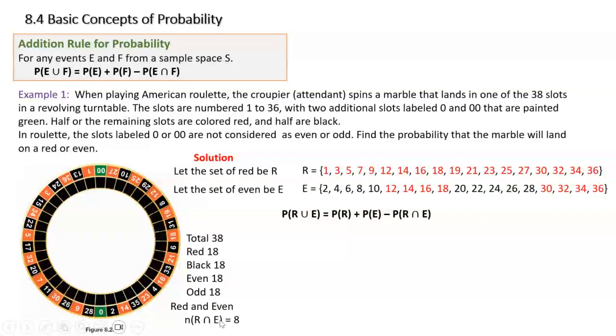Right? And also this is where they intersect. Red and even. So red and even are here. These are red and even. So there's 1, 2, 3, 4, 5, 6, 7, 8. That's why it's going to be 8. That's where they intersect.